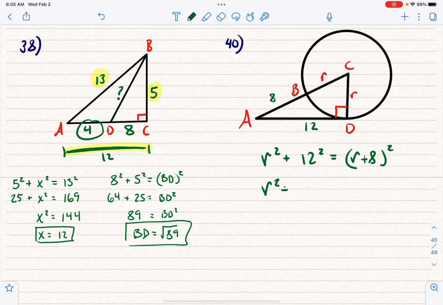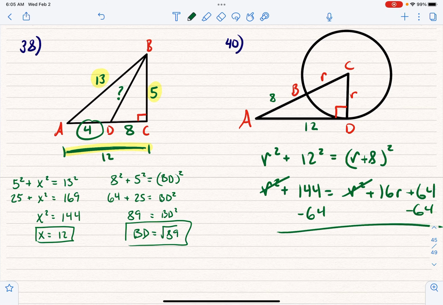So this r squared plus 144 is equal to, on this side we've got to FOIL, r squared plus 16r plus 64. Subtract the r squared from both sides, those cancel out. Subtract the 64 from both sides, and that's gone. And so we get 144 minus 64 is 80 is equal to 16r. Divide both sides by 16, and we get that r is equal to 5.